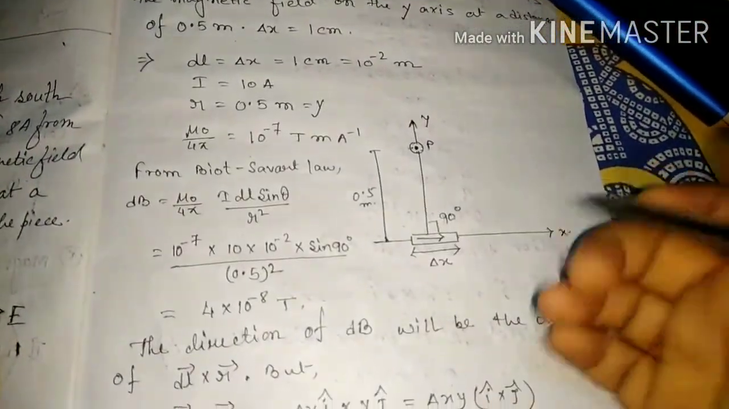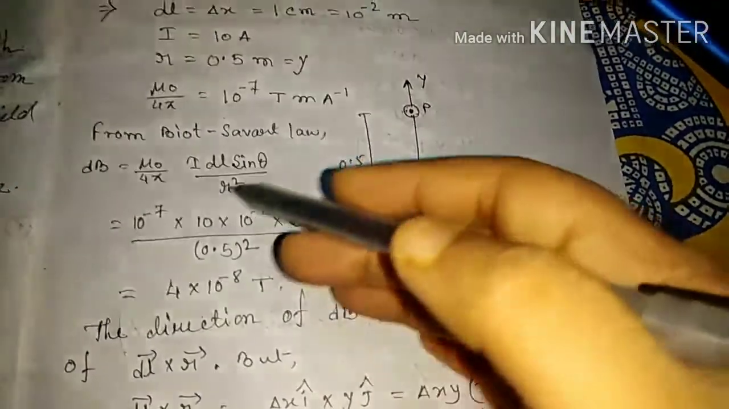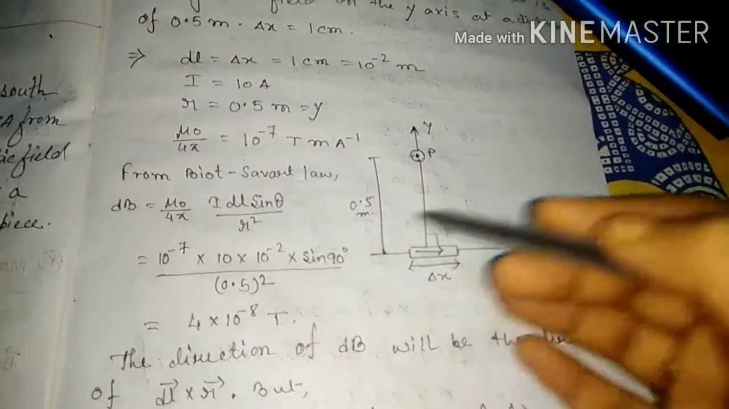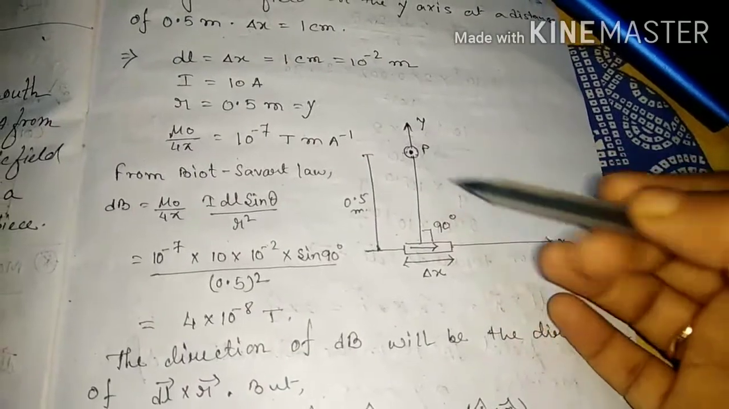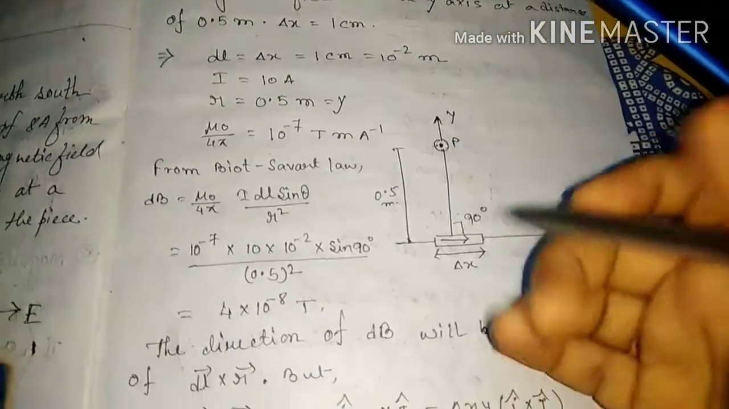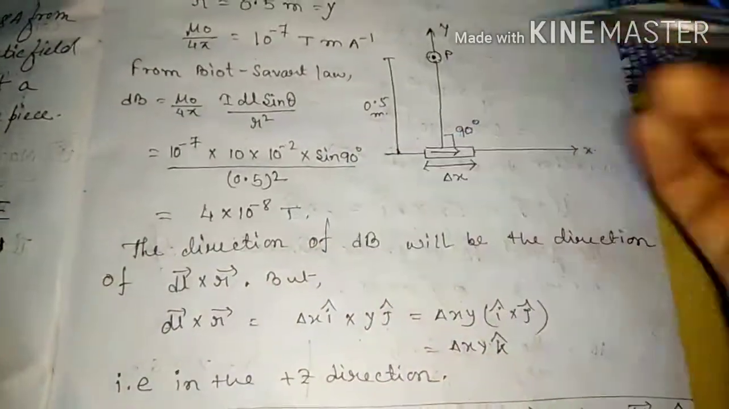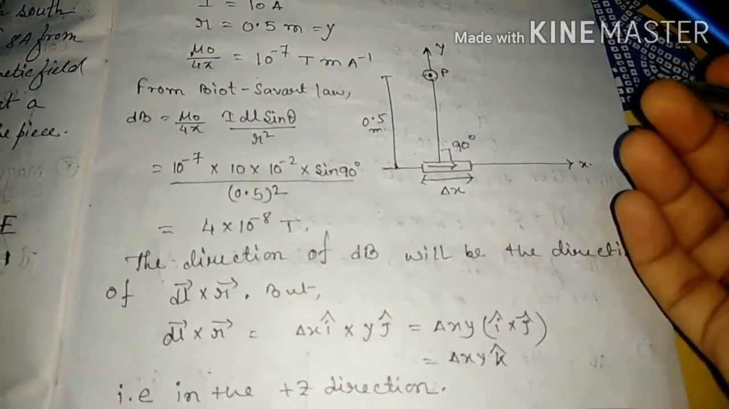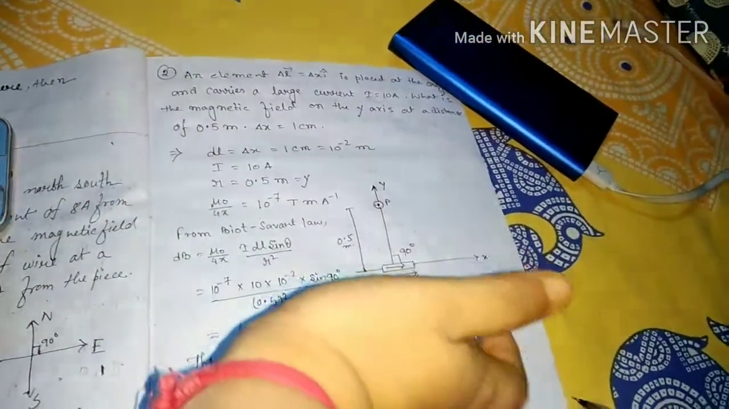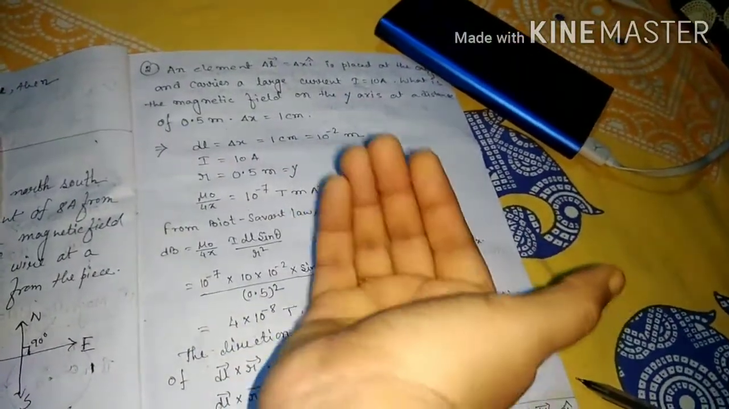Okay, so we use the Biot-Savart law. We write it over here and put the values. Here you see that the x and y axes are perpendicular to each other, so theta equals 90 degree. We get 4 into 10 to the power minus 8 Tesla. For the direction, the current will flow in this direction. If you put your right hand like this, your four fingers point outward from the paper, that means a dot. That's why I will mention a dot here.